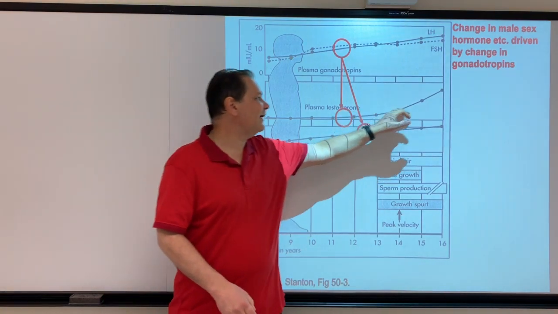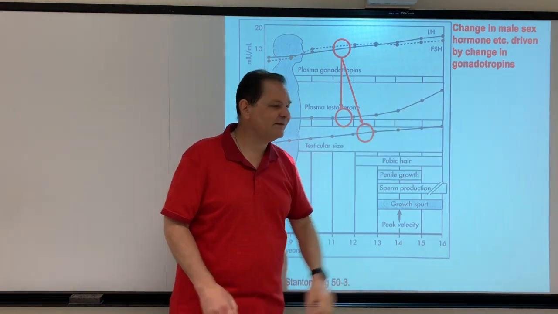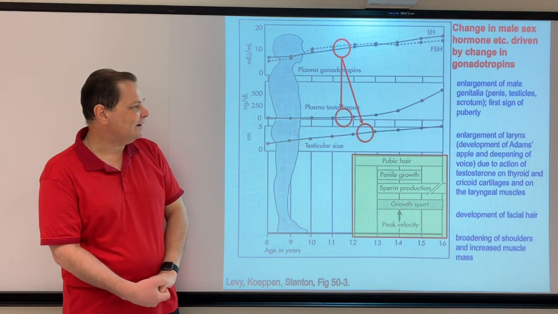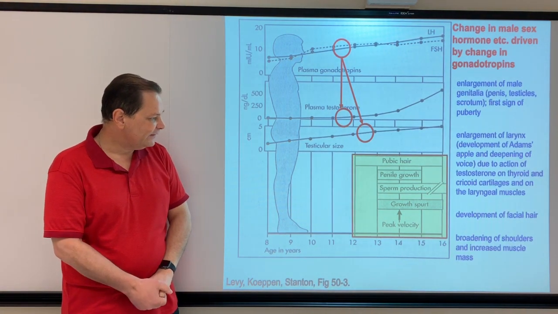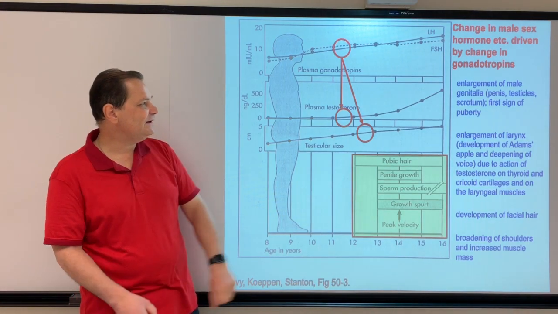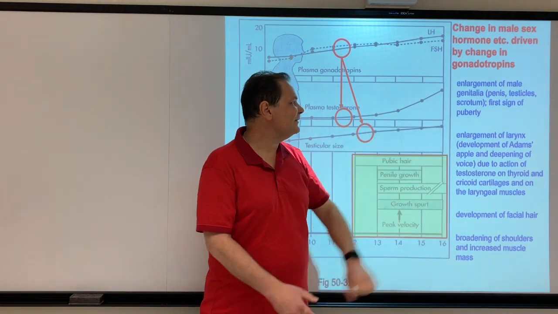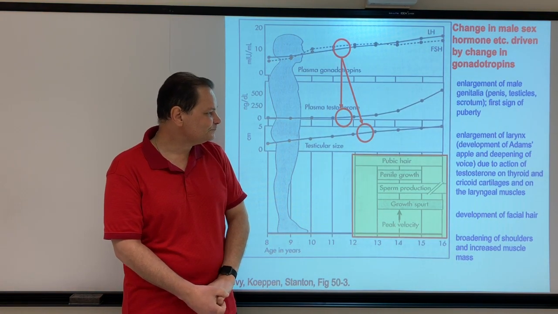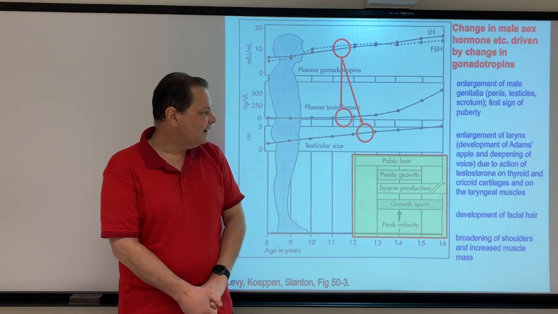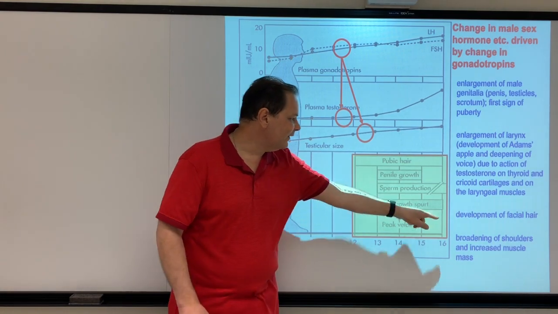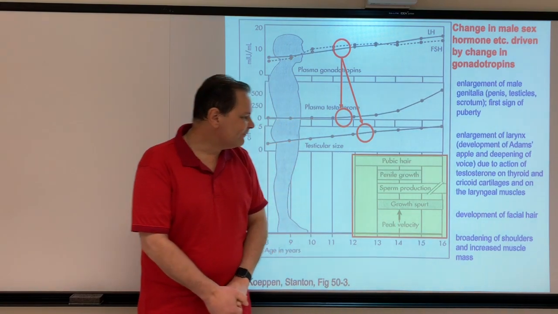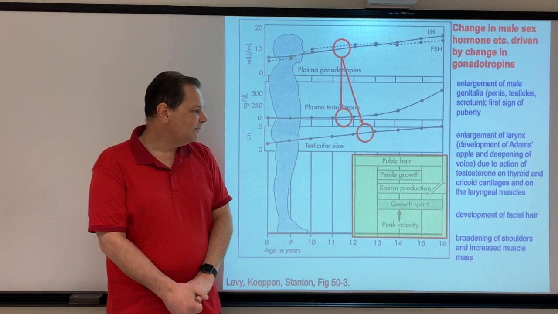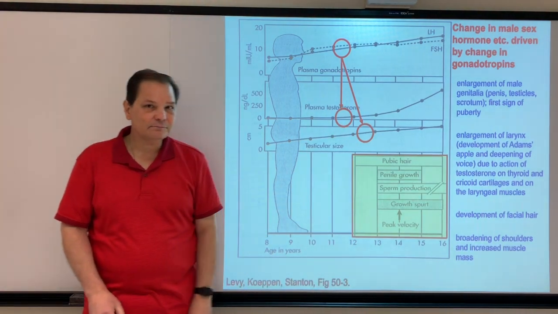But recognize that the secretion of testosterone takes off during puberty, and this helps mediate a lot of the secondary sex characteristics that you typically see: enlargement of the genitalia, enlargement of the larynx, deepening of the voice, the development of facial hair, broadening of the shoulders, increased muscle mass, and pubic hair, and of course you see your growth spurt here, okay?